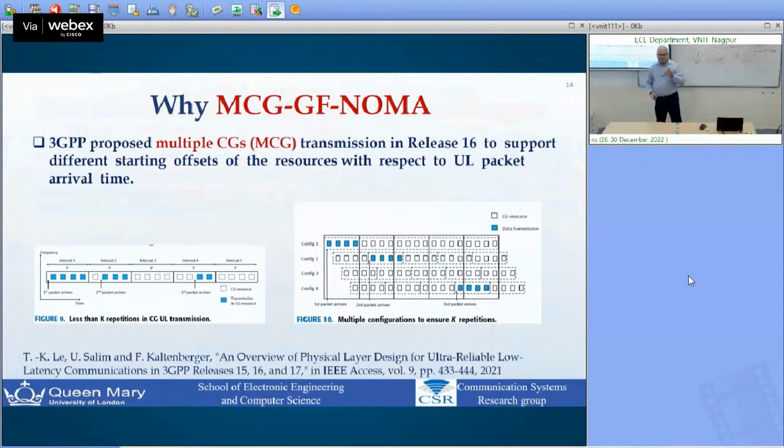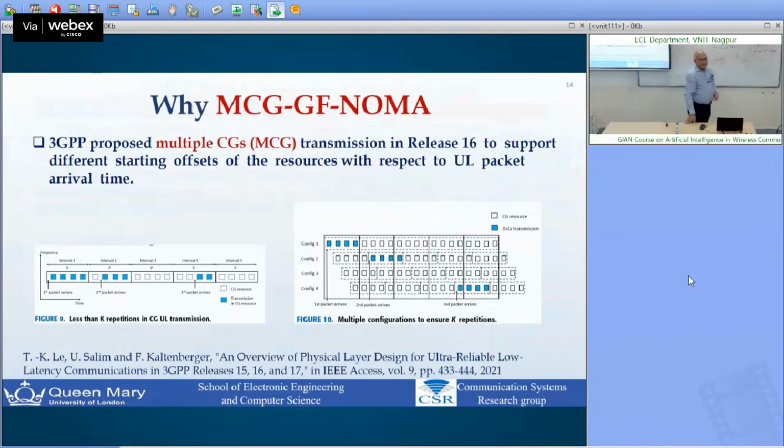Okay, now different configurations are available. When a packet arrives here, for example, it will select configuration 4. It won't select configuration 1. If the packet arrives in the middle, it is going to select configuration 3, not configuration 1. If it selects configuration 1, it can repeat only 2 times. If it selects configuration 3, it can repeat, because configuration 3's interval starts from here to here. So it can utilize the repetition of 4.